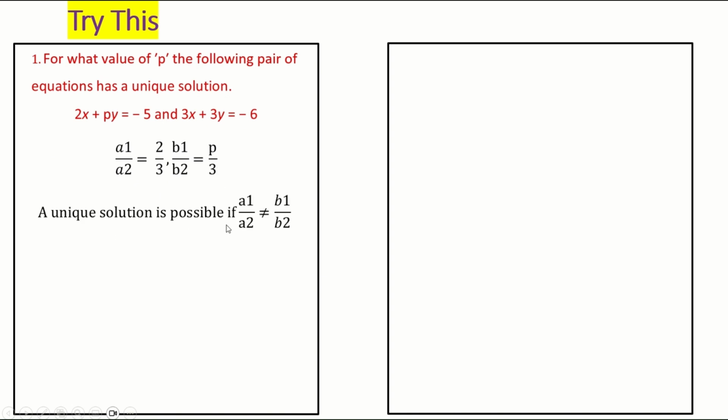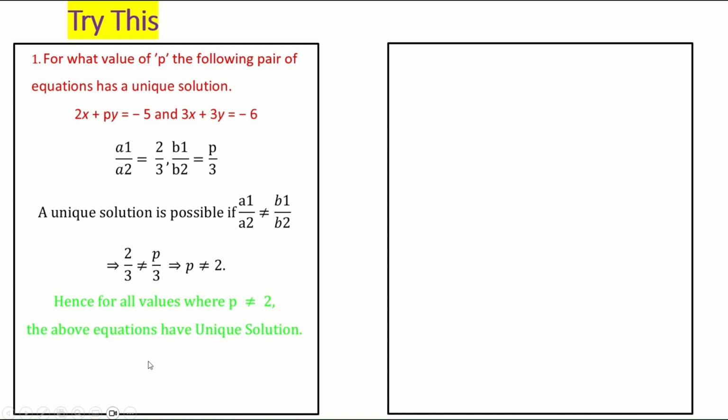So we know that a unique solution is possible if a1 by a2 is not equal to b1 by b2. Correct? That means 2 by 3 should not be equal to p by 3. That means p should not be equal to 2. Right? So hence for all values where p is not equal to 2, the above equations have a unique solution. So this is how you should answer such questions.